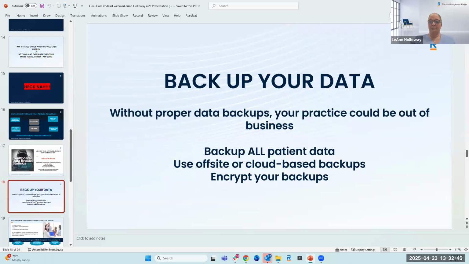Use offsite or cloud-based backups, which a lot of you already have. But are you making sure they are tested? And always, always, always encrypt your backup.